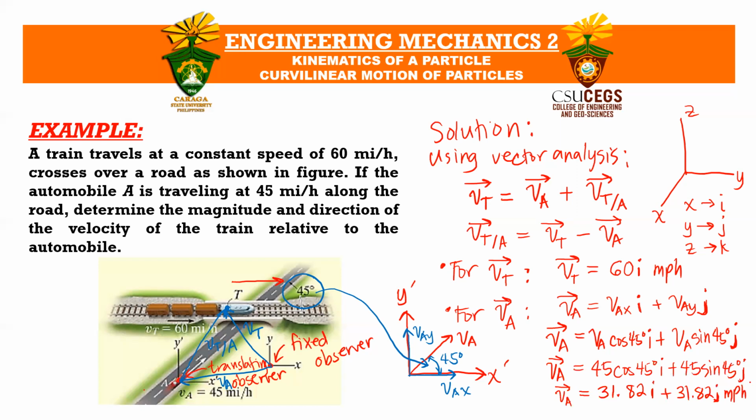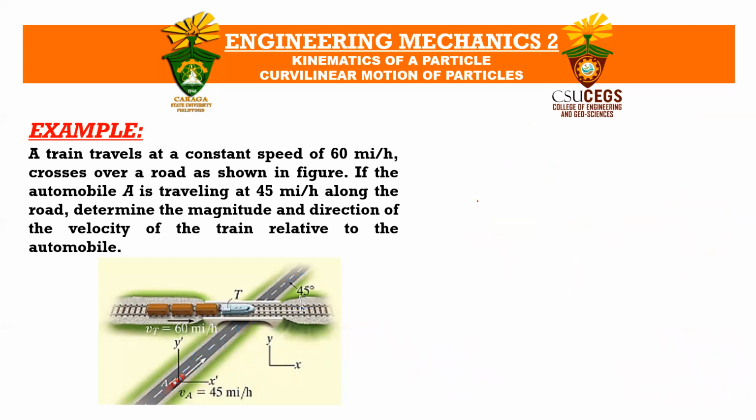miles per hour. So since we already know the vector form of the velocity of the train and also the velocity of your automobile, we can now substitute that in the equation to determine the velocity of the train relative to the automobile. So that was v sub t relative to A is equal to v sub t minus v sub A.